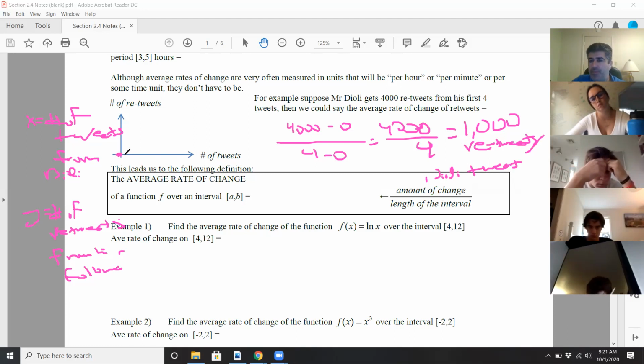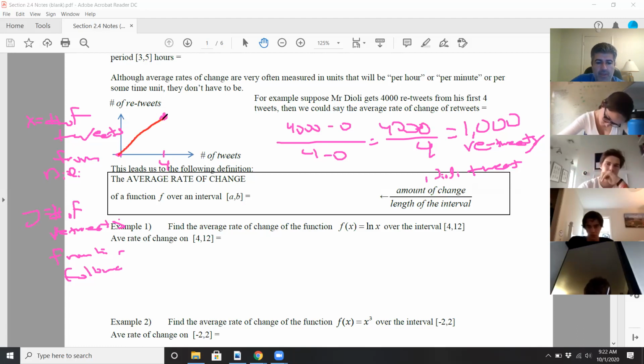So for example, initially, Dioli opens his account, hasn't sent any tweets yet. Of course, doesn't have any retweets, right? What's a retweet if he doesn't tweet? He tweets 4 times, all of a sudden, he gets 4,000. Now, would you guys say with confidence this is a linear function, or could it have done a lot of other wacky stuff along the way? Could we assume that it was linear?